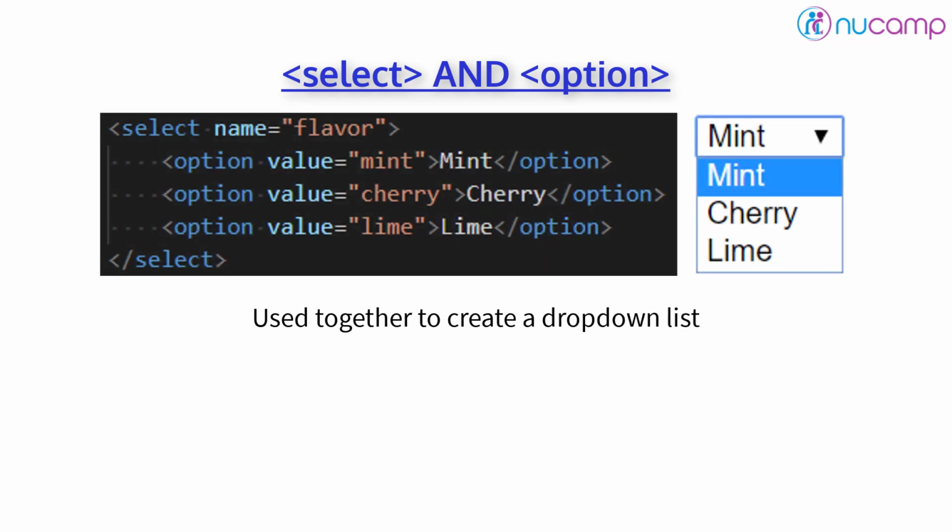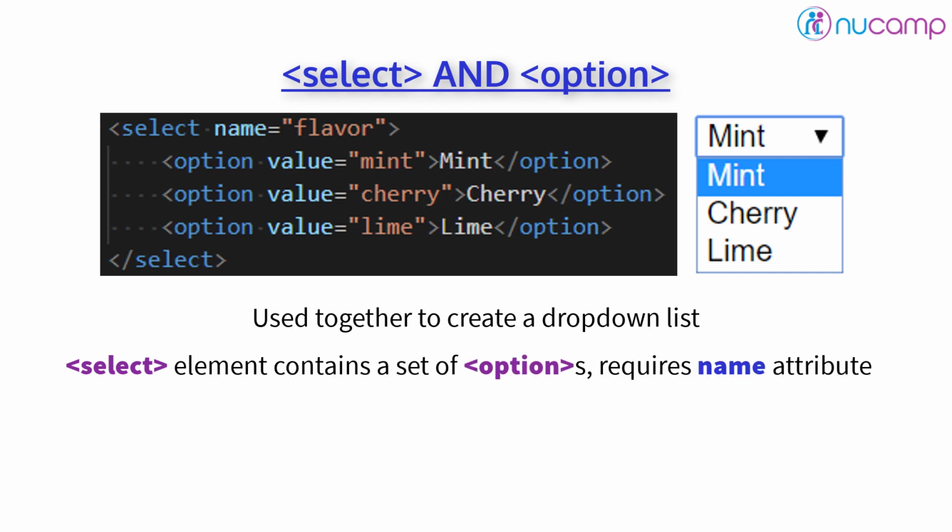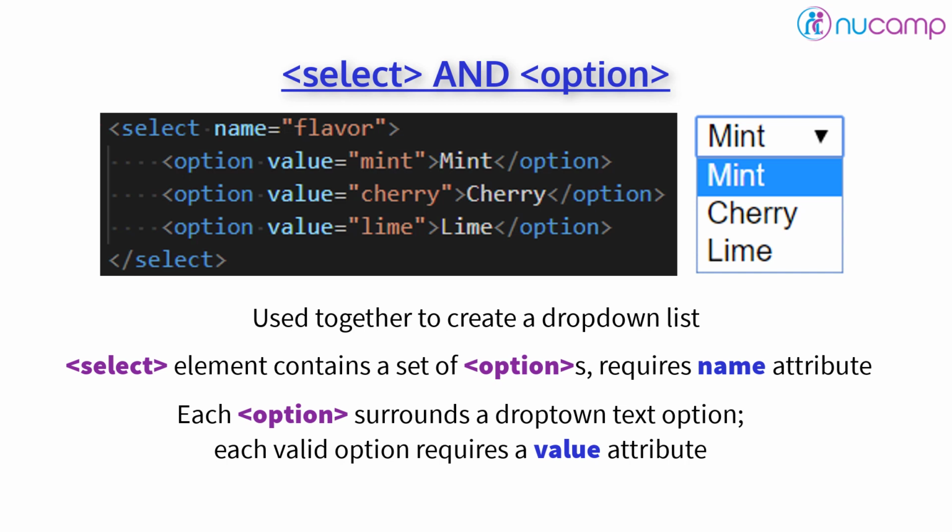The select and option elements are used together to create a drop-down list. This is similar to how the OL element is used together with the LI element to create an ordered list that contains list items. The select element is used to contain a set of option elements. The select element must be set with a name attribute. Each option element surrounds text that is one of the options in the drop-down list. Each valid option should be set with a value attribute.